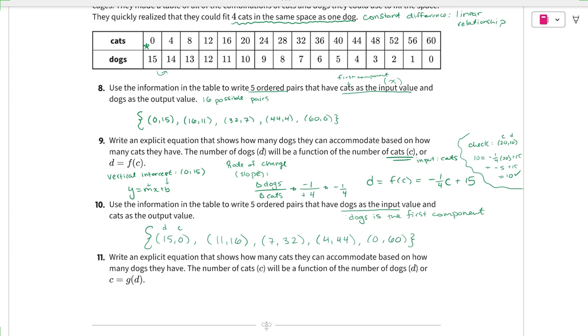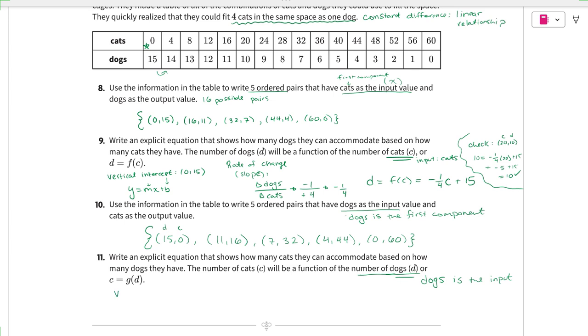I just chose to. So now it says write an explicit equation that shows how many cats they can accommodate based on how many dogs they have. The number of cats will be a function of the number of dogs. So this time dogs is the input. And I'm using shorthand, right? And the number of dogs is the input. I'll underline that whole thing. Number of dogs is our input.